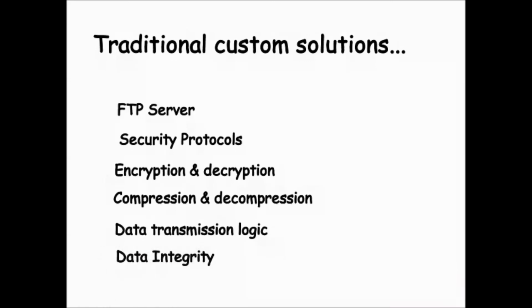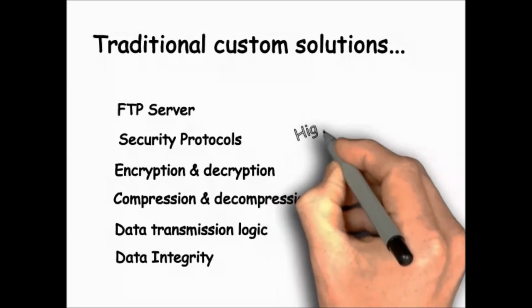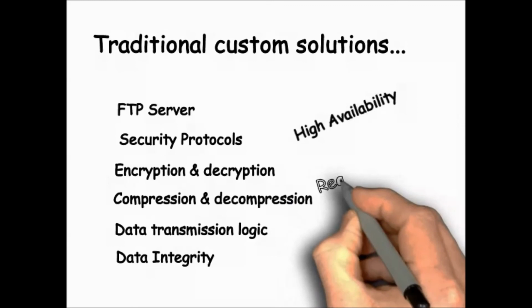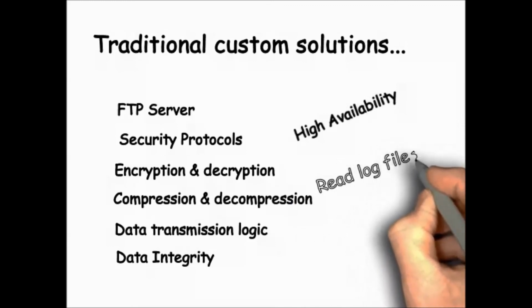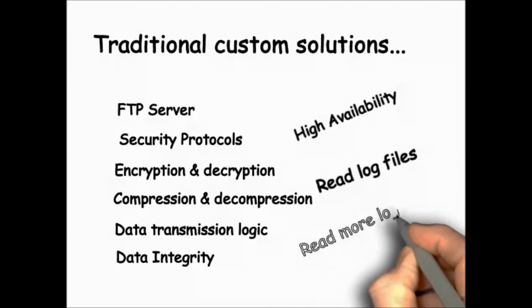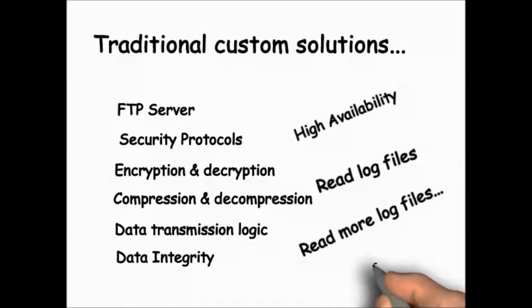After that, you have to spend a long time and resources implementing high availability. Then, spend time reading log files to ensure the transmission was successful. If the transmission is not successful, then you have to wait for someone to complain so that you can know about it. Then you have to spend more time reading more log files to understand what went wrong. Anyway, the point is that this is more difficult and expensive.